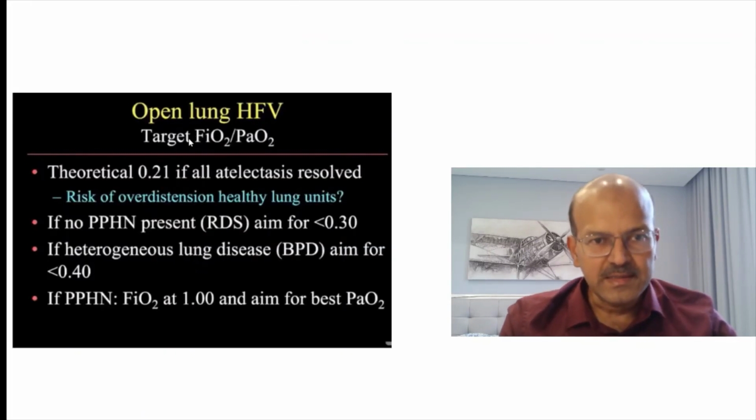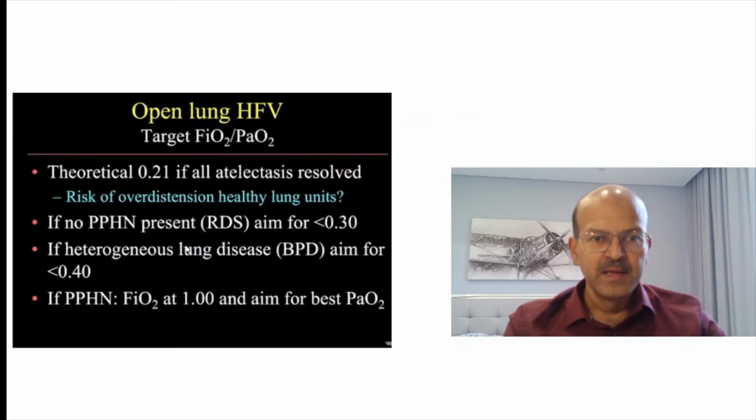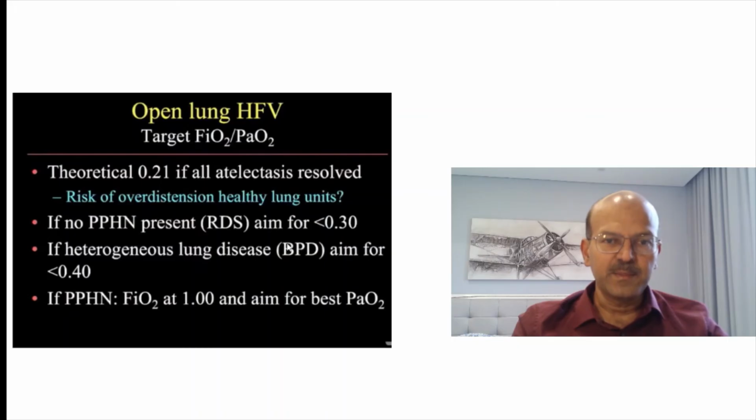So what is the FiO2 PaO2 target that you would use? Ideally you would use 0.21, but you may risk over distension in healthy lung units. So in RDS we can aim for less than 0.3, and in heterogeneous lung disease like BPD, meconium aspiration, you would accept more, 0.4 for example. So you would stop the recruitment when you reach this FiO2 according to the condition.